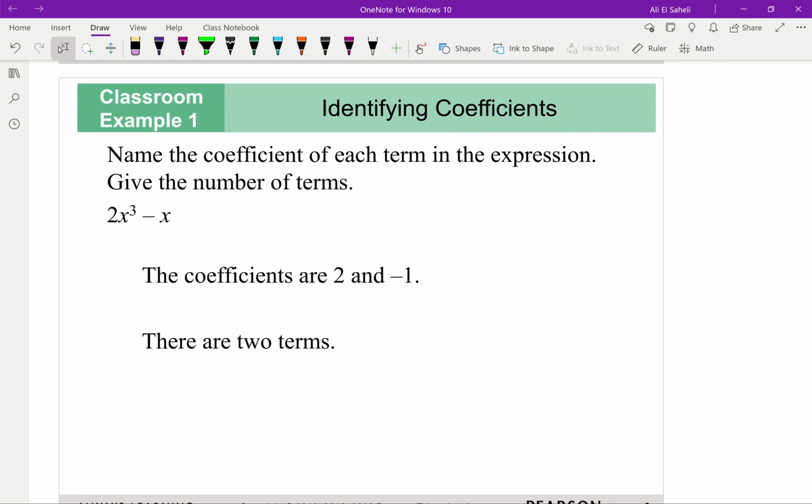Name the coefficient of each term in the expression. Give the number of terms. In this expression, we have two terms: 2x cubed and minus x. The coefficient of x cubed is 2. The coefficient of x is minus 1.